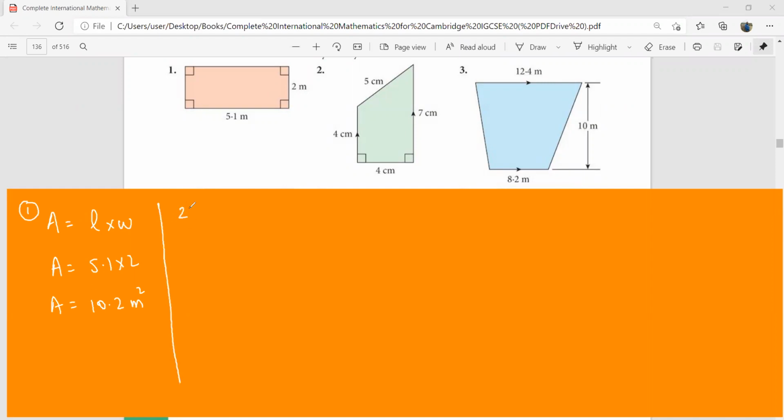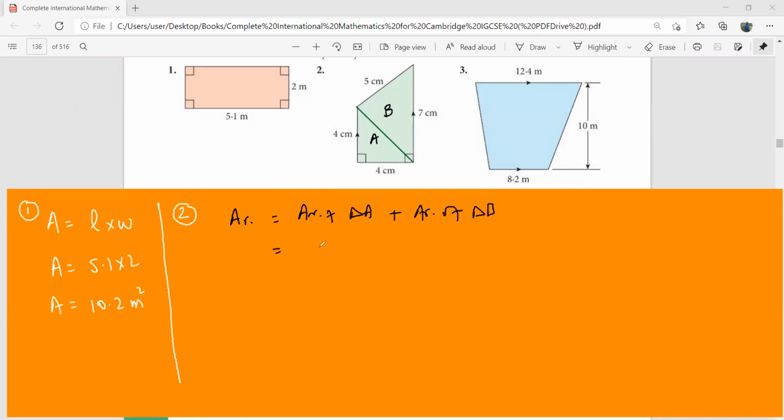Now we look at the second question. You must know that this is a trapezium. Let me explain the formula for the area of a trapezium. We can divide a trapezium into two triangles. If this is triangle A and this is triangle B, then the area of this shape is going to be the area of triangle A plus the area of triangle B.